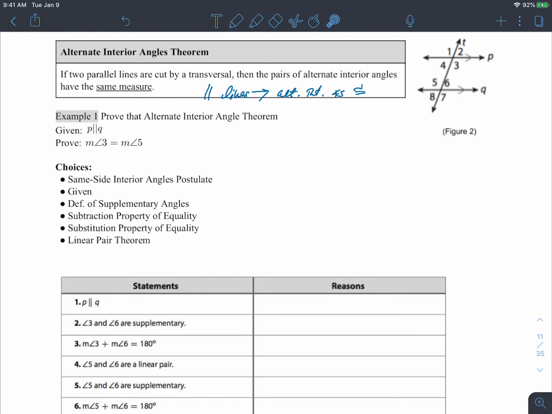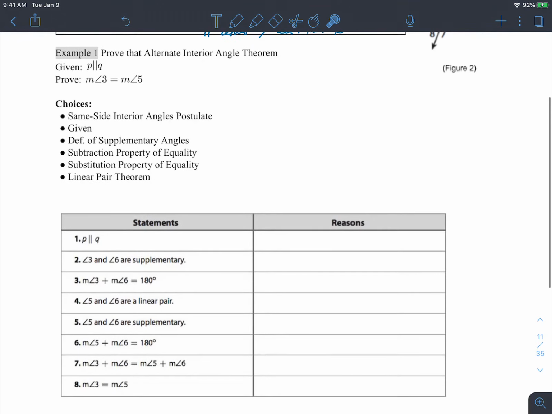So what would you put in number 1? If you said given, that is correct. I wouldn't cross it off. I'll just put a check mark, because sometimes you could use the same reason more than once, right?